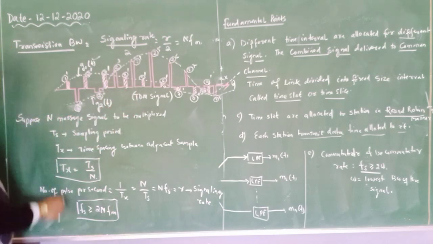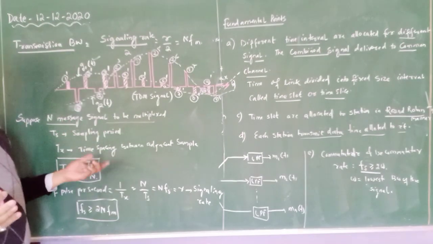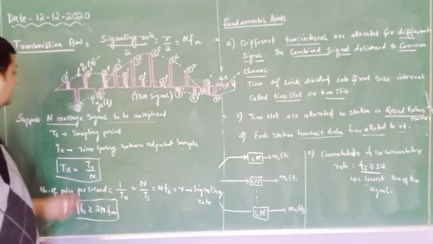Okay, first, suppose there are n message signals to be multiplexed. There are n number of message signals: 1, 2, 3, 4, dot dot dot up to n.